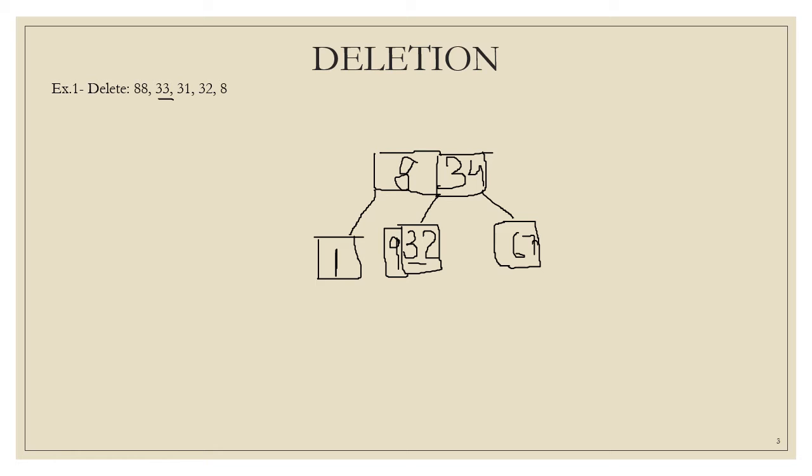Next, it says to delete 32. So if we delete 32 from here, I don't think there is a violation now, and 32 was deleted very easily.